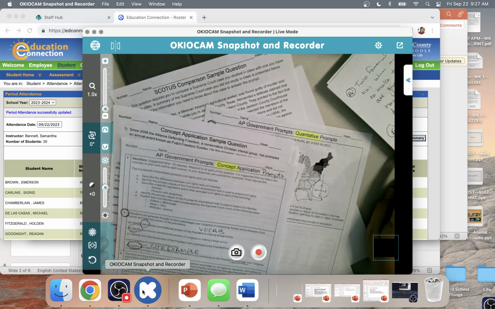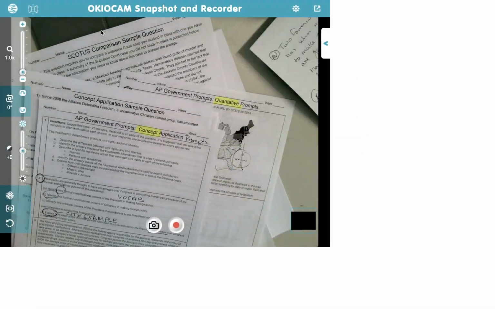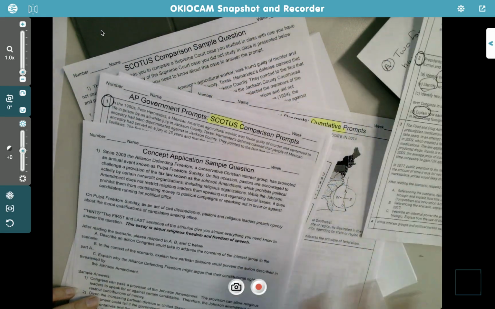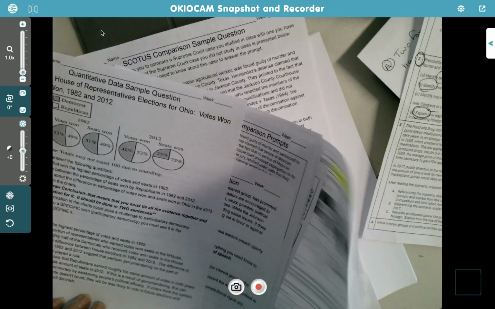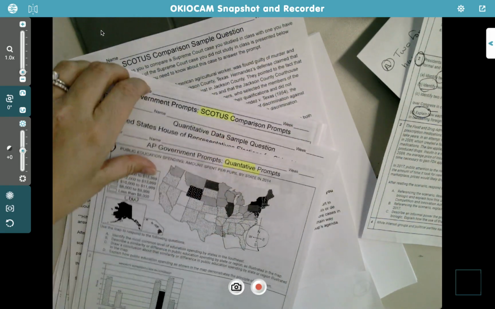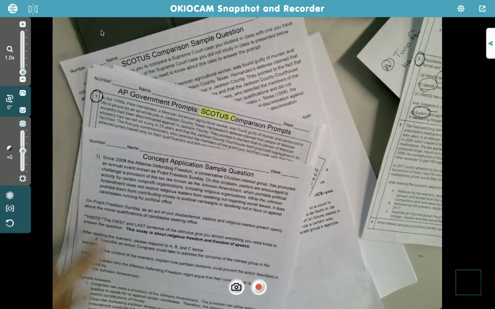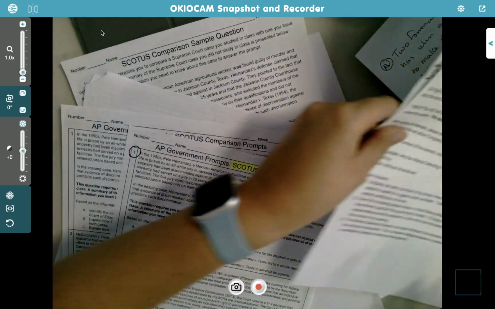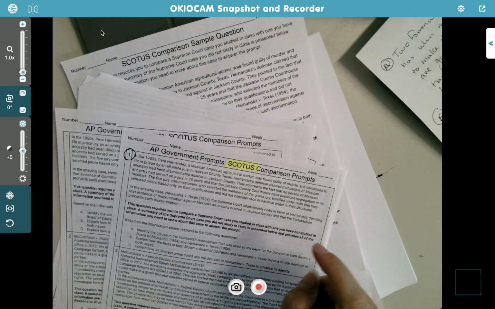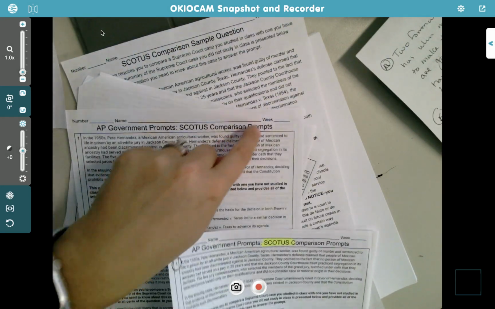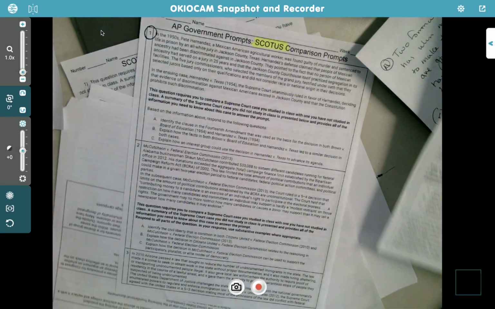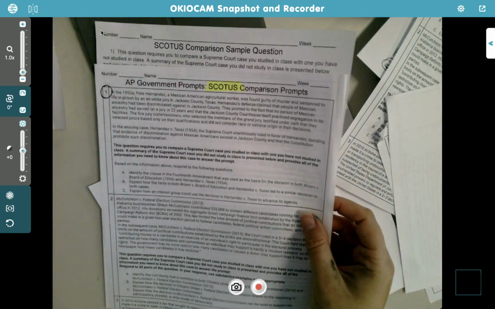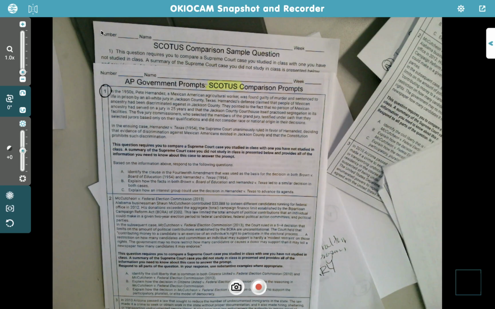Okay, what you're going to do with all the papers that you have in front of you, you will notice that you have something that is called a quantitative sample question, and then you have quantitative prompts. Put them together. You'll notice you have concept application, which is prompts, and concept application sample question. Put them together. Then you have SCOTUS comparison prompts, and then you have SCOTUS sample. There's my sample. So, okay, put them together. So you've now grouped your 3 major essays that we are looking at.